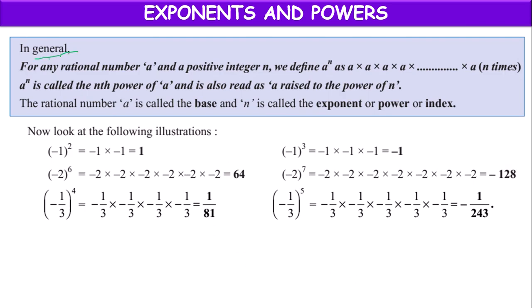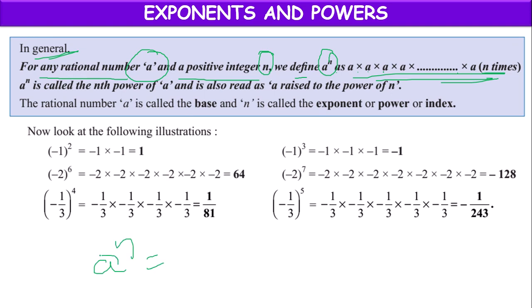Next one. In general, for any rational number a and a positive integer n, we define a power n as a into a into a into a, n times. So what does a power n mean? Here a can be any rational number, a belongs to Q, and n is a positive integer, n belongs to Z plus.